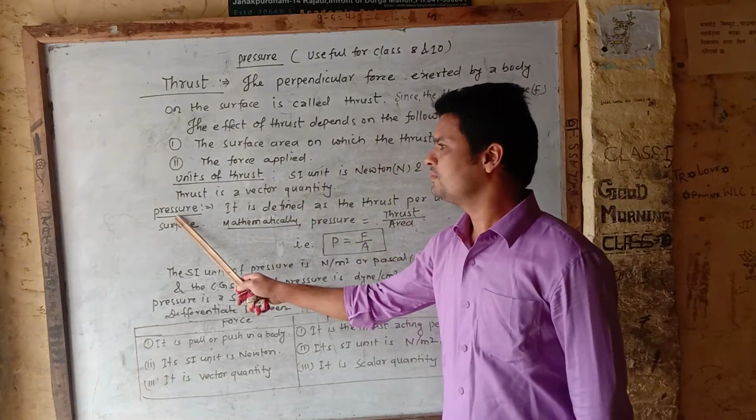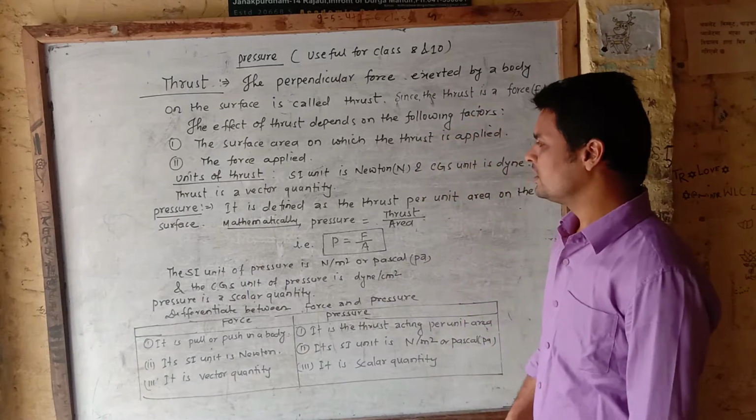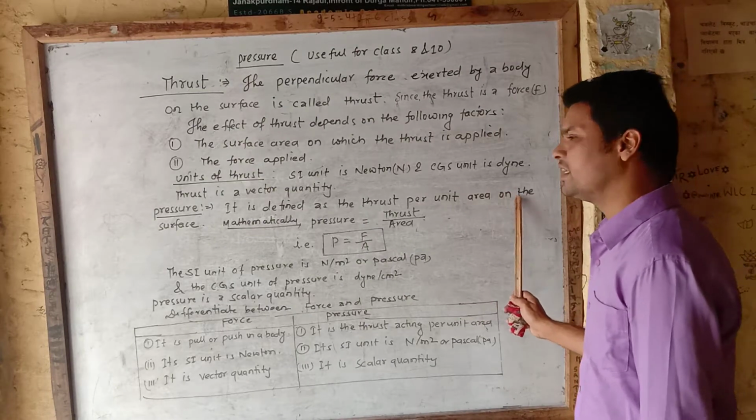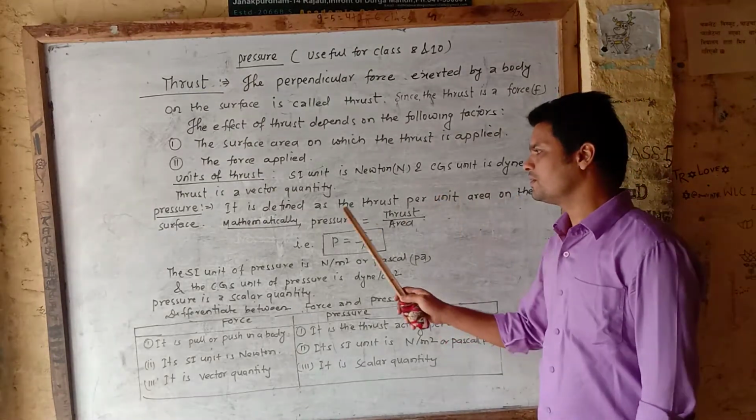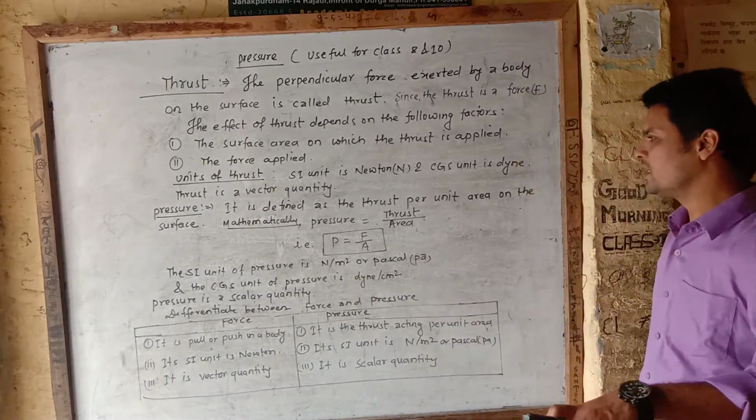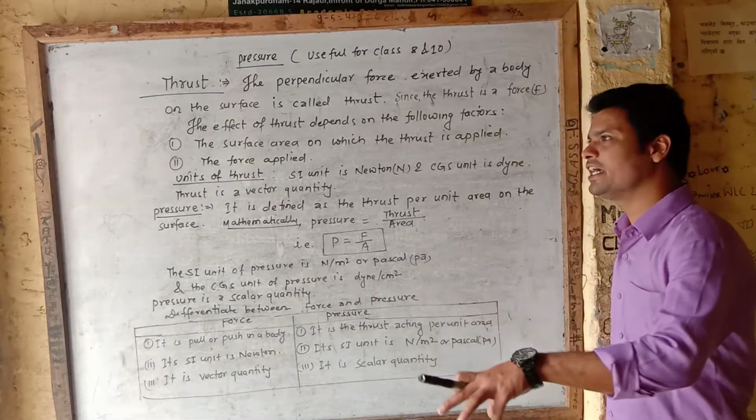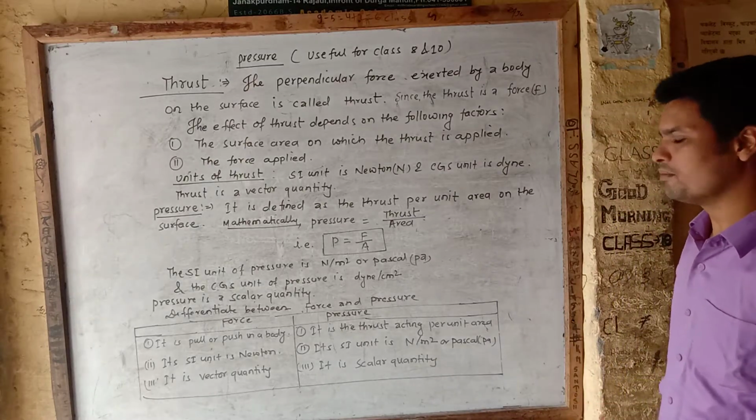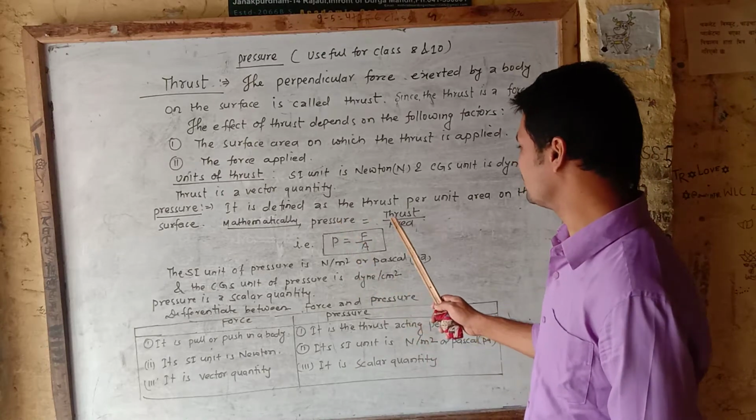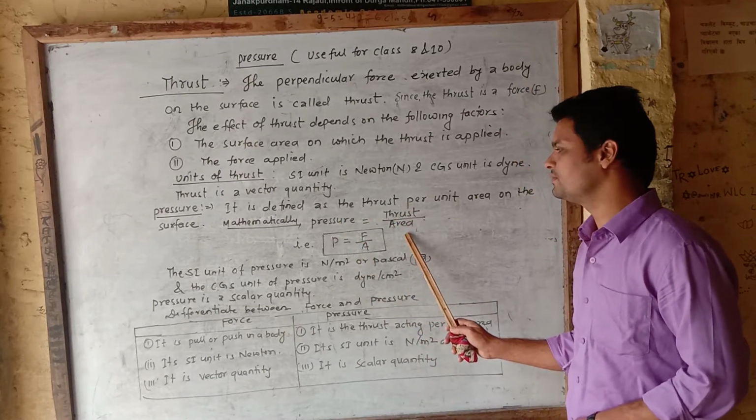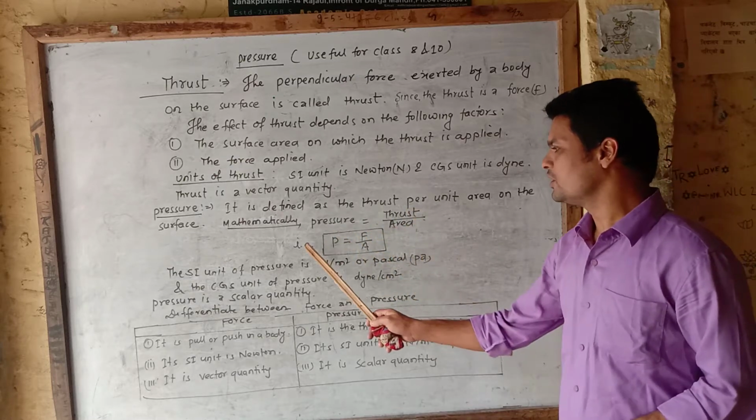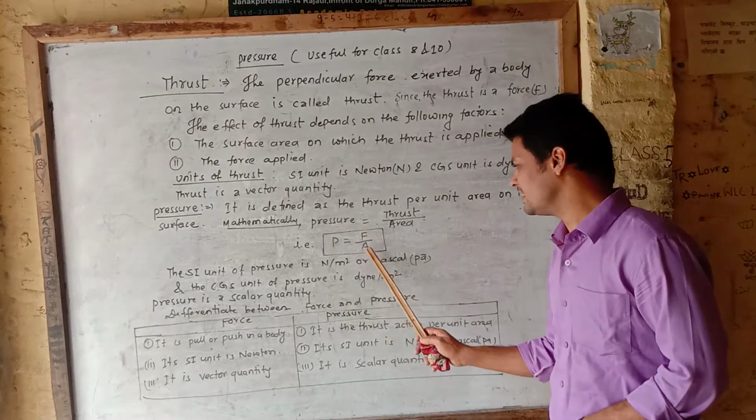Now pressure. Pressure is defined as the thrust per unit area on the surface. Pressure is defined as the thrust which is acted per unit area on the surface. Mathematically, we can write pressure is equal to thrust by area. You can write P is equal to F by A.